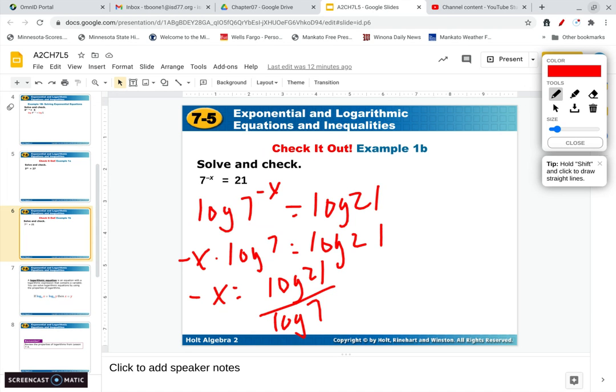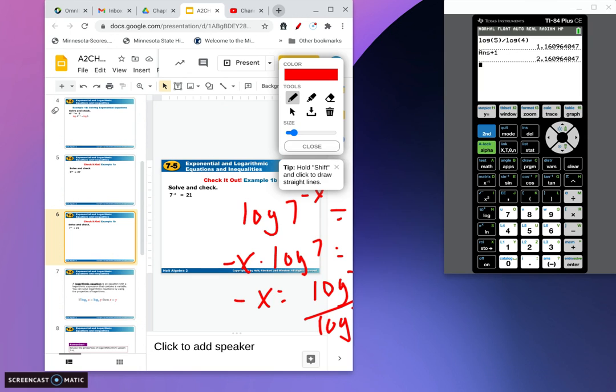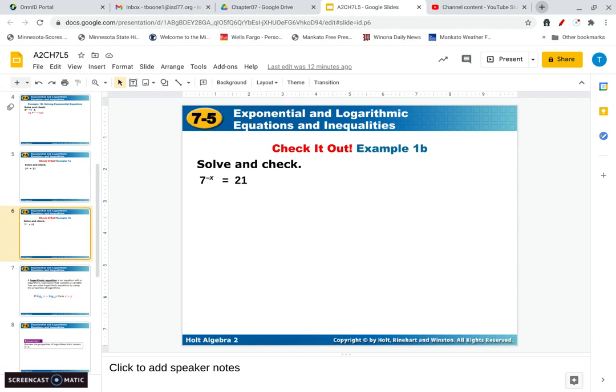All right, so let's go to our friend the calculator, and let's clear that. Log of 21 divided by the log of 7. And there we go. And again, that's what negative x is. So x would be the opposite. So I'd say negative 1.56 is what we would see there. All right. So there are some good things as we go. Some good problems to do there.